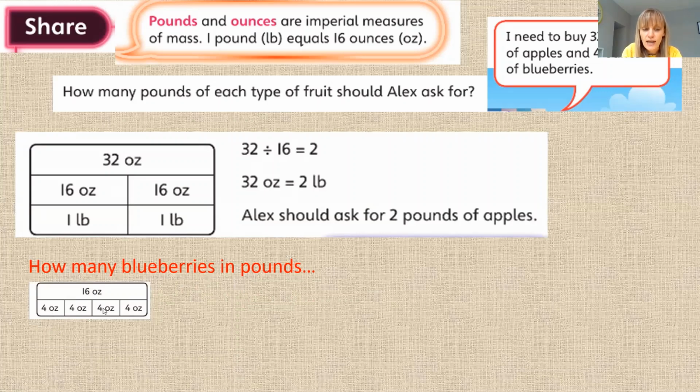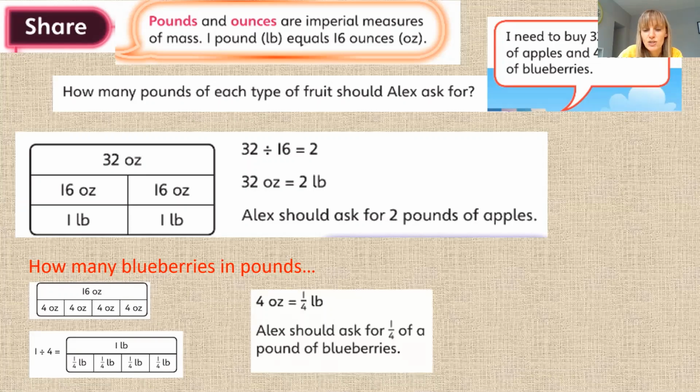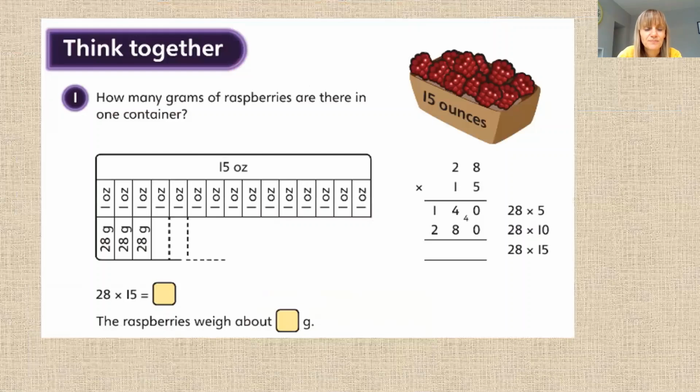That actually means you could share it into 4 groups of 4 ounces. Therefore, that means 1 divided by 4: if we've got a whole pound and we have 4 in each group, it's going to give you a quarter. So by having 4 ounces, we've got a quarter of a pound of blueberries. It's a little bit more confusing, I think, when it's less than 1. So 16 ounces makes 1 whole, whereas 4 ounces is only a quarter of a pound. So Alex should ask for a quarter of a pound of blueberries and 2 pounds of apples.